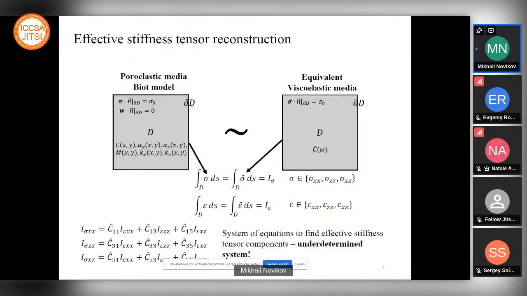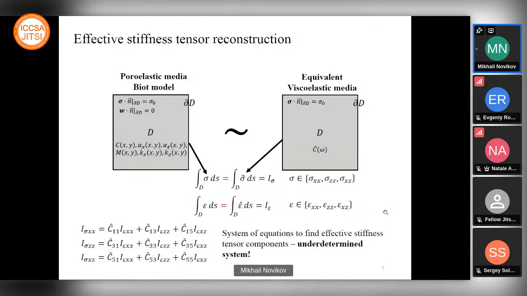So, remembering the condition which we set, of equality of response to the same loadings at the boundaries of two samples, we obtain equations involving average stress values in one and the other medium. So from one test of the same loading of those two samples, we can obtain three equations where the stiffness tensor components are unknown.